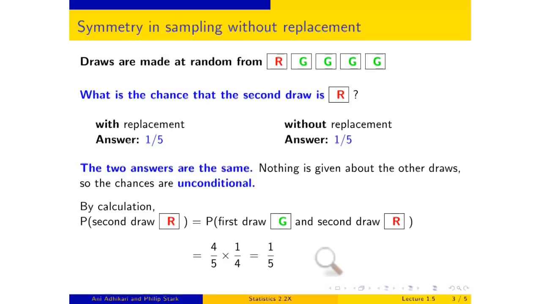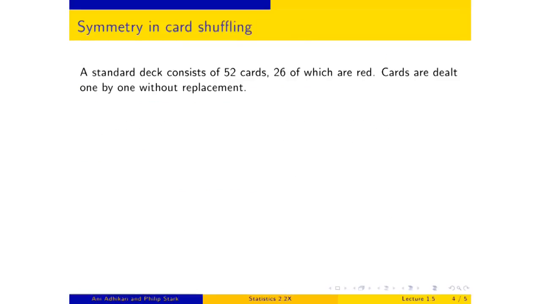It's really important to understand the symmetry, because I am going to move away from this tiny little deck of cards and 2 draws to a standard deck which has 52 cards, 26 of which are red, and I'm going to deal at random without replacement, crucially, from this deck. And the question I'm going to ask you is, what is the chance that the 17th card that I deal is red? Now, you really, really, really don't want to be thinking about the colors of the first 16 cards.